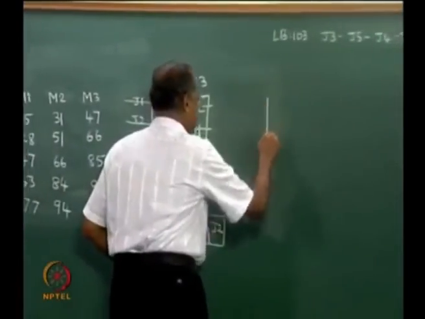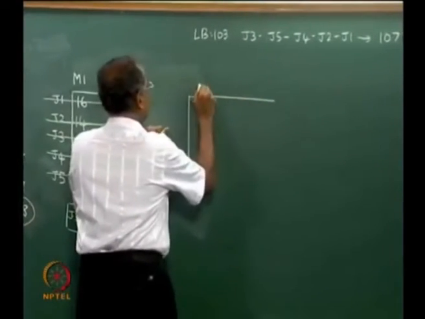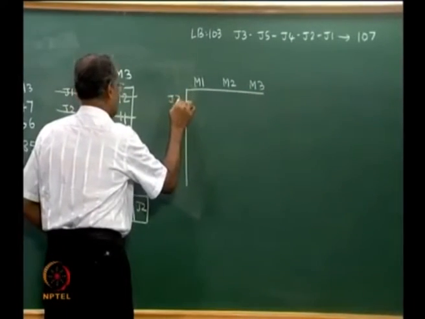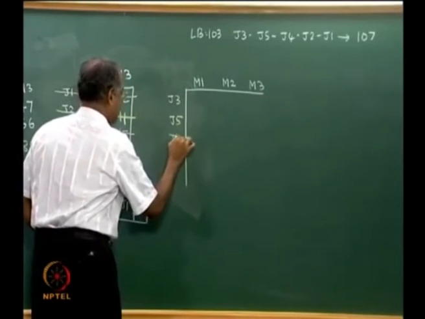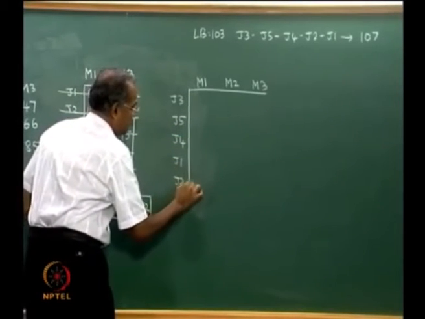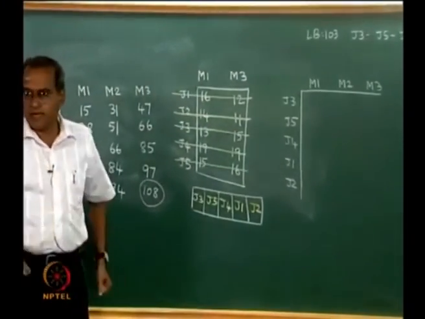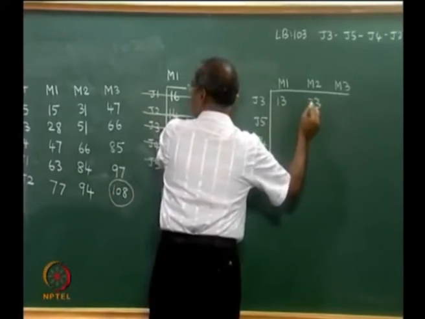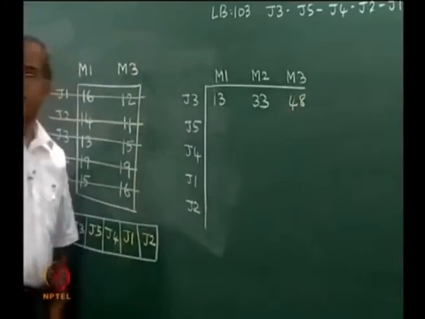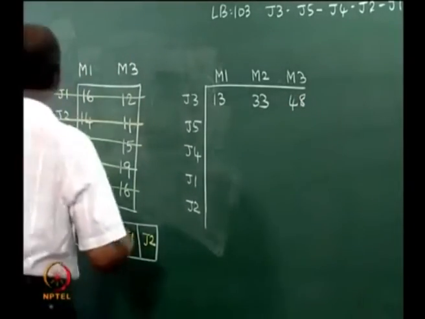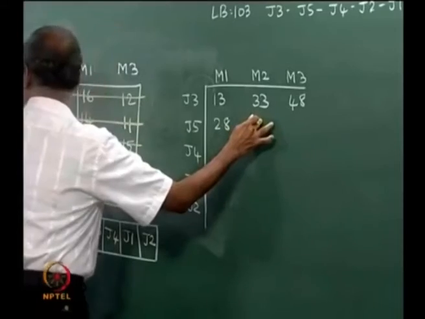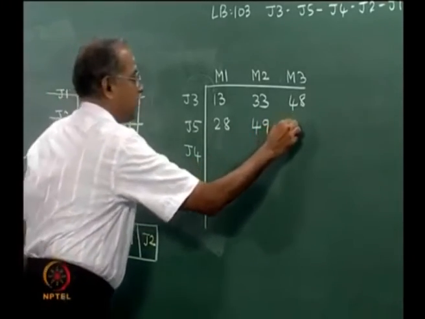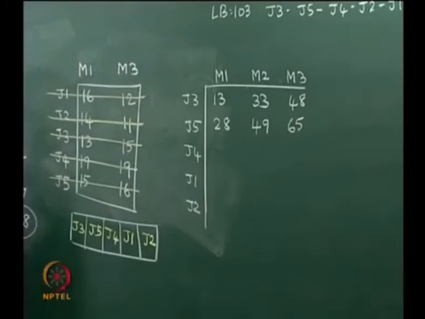So we write M1, M2, M3, J3, J5, J4, J1, J2. So, very quickly writing the completion times. So, J3 is 13, 13 plus 20, 33, 33 plus 15, 48. J5 starts at 13, finishes at 28, waits till 33, finishes at 49. M3 is already available, 49 plus 16 is 65.